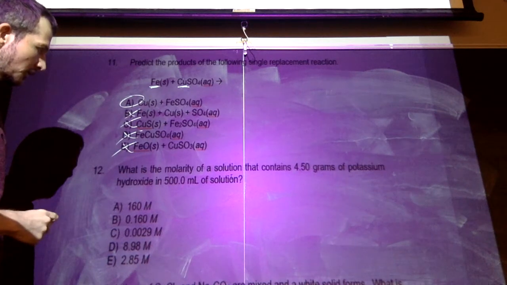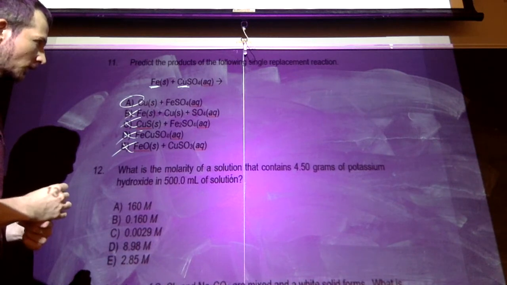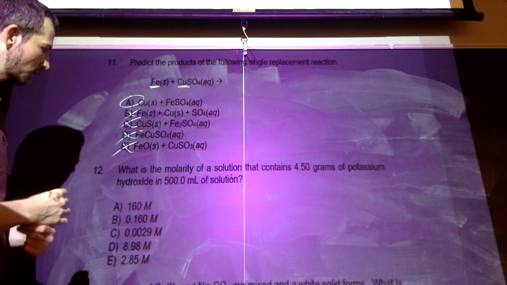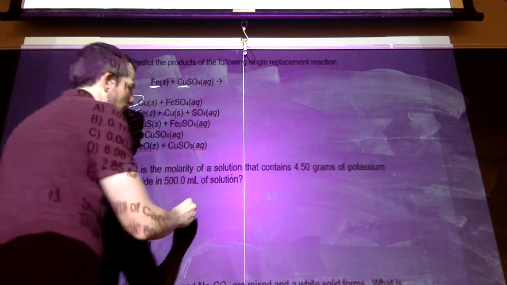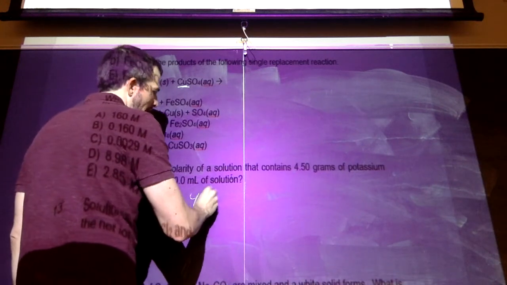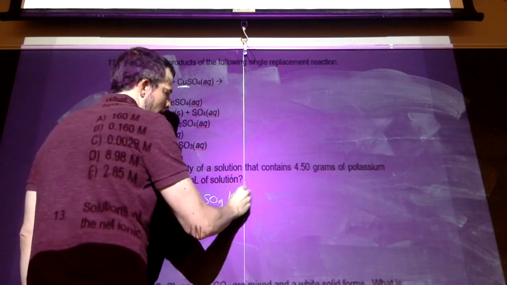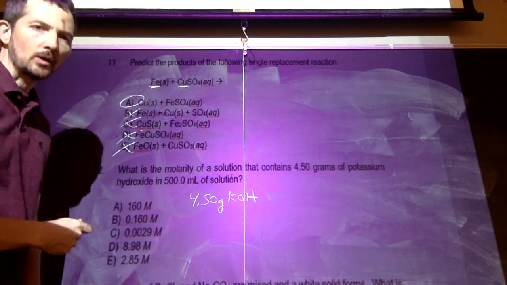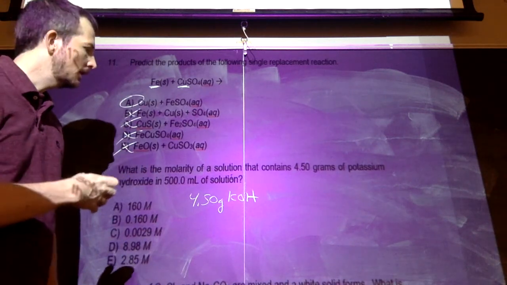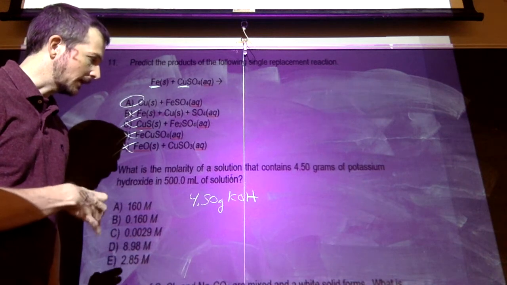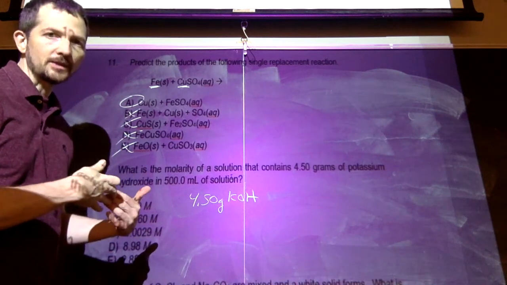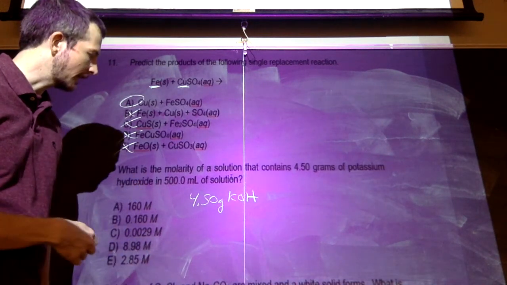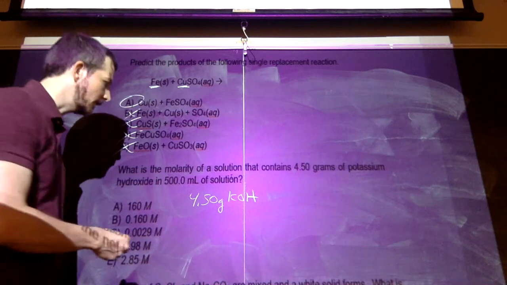Look at 12. What is the molarity of a solution that contains 4.5 grams of potassium hydroxide in 500 milliliters of solution? So I have 4.5 grams. You have to know what potassium hydroxide is. Hydroxide's OH-, potassium's K+, and so the plus and the minus cancel each other out, so it's just KOH. Just need one of each.